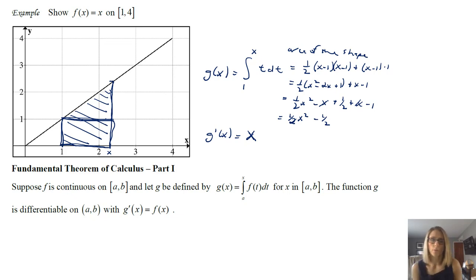So the fundamental theorem of calculus part 1 says, suppose you have a continuous function and let g be defined by this area function, then the function g is differentiable. You can take the derivative of it, and the derivative of g is f of x. So that's the fundamental theorem of calculus here. And we'll look at an example right now.